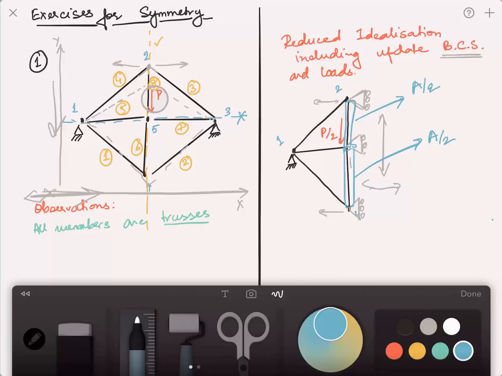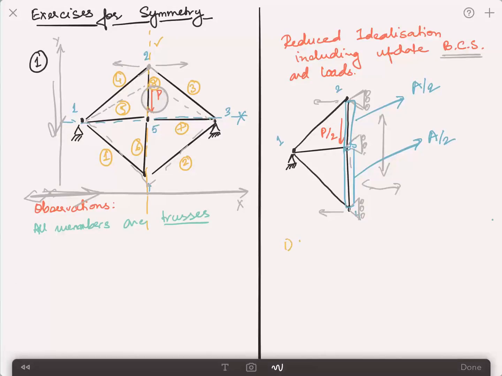So there are three things that we learned from here. The three things were, first, that the boundary conditions had to be updated in such a way that in the symmetry plane, you will have only rotations that will be fixed. In this case, we do not have any rotation, so that didn't matter. But perpendicular to the symmetry plane, we have to fix it.